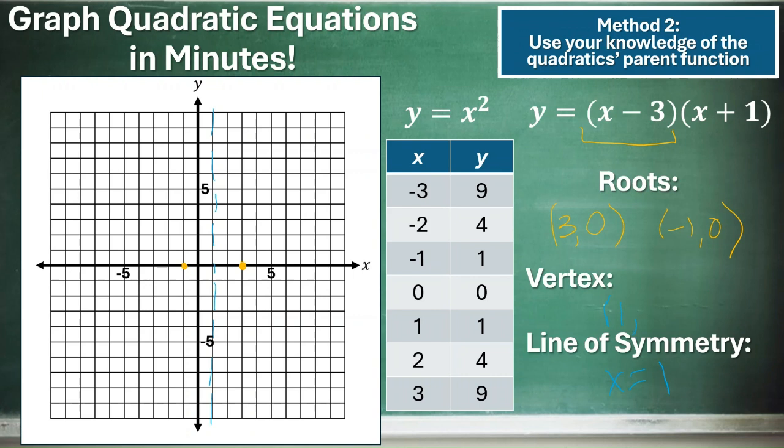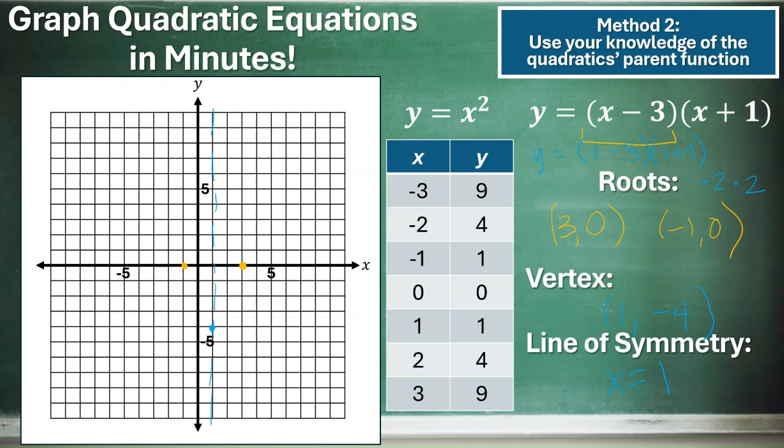Okay, and now we just need to find the y value. So I'm going to come back up here and I'm going to substitute 1 everywhere I see x. And that's how I'm going to find my y value. So 1 minus 3, I'm going to come over here, is negative 2 times 2 is negative 4. So my vertex is right here at 1, negative 4.